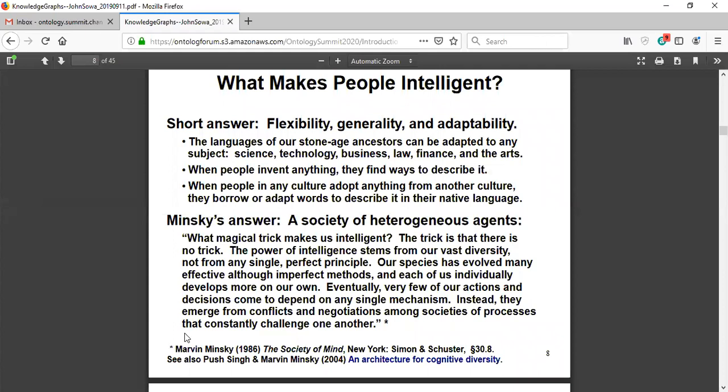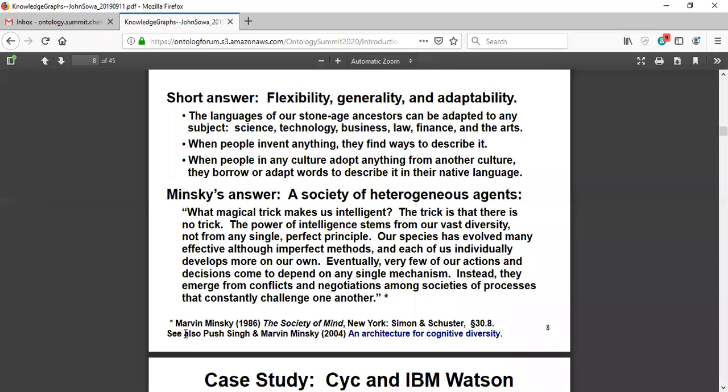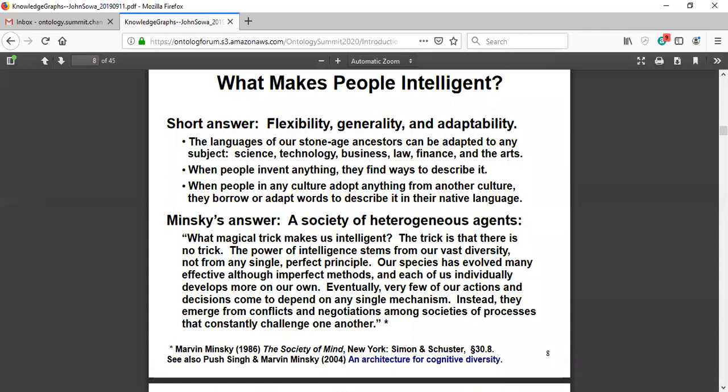And to continue with Minsky, he said, our species has evolved many effective, although imperfect methods. The methods are imperfect, and each of us individually develops more on our own. Eventually, very few of our actions and decisions come to depend on any single mechanism. Instead, they emerge from conflicts and negotiations among societies of processes that constantly challenge one another. Now, there's a footnote there where you can get more references. But the point that I want to make is that's the answer to ontology. That's the answer to the knowledge graphs.